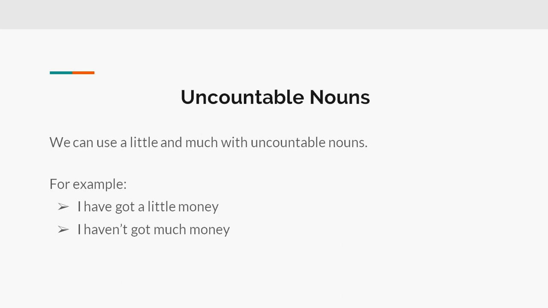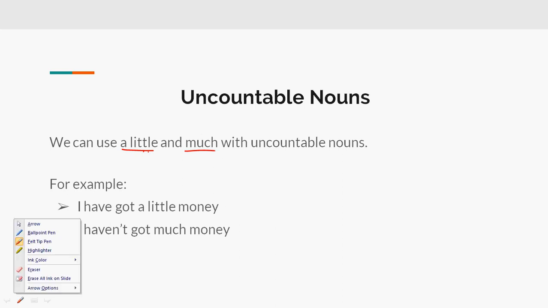We can use little and much. Okay, not a little, but little and much. For example, I have got a little money. So that's the use of little with an uncountable noun. The uncountable noun here is money. Okay. So I haven't got much money. Okay, move on to the next.